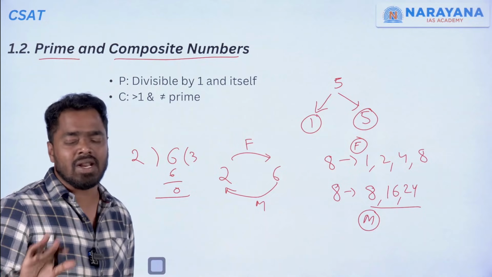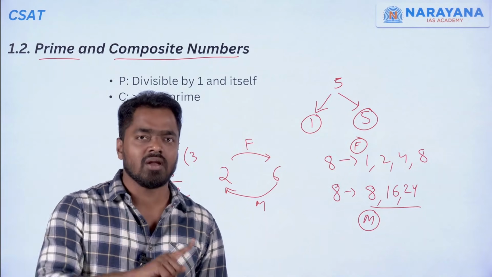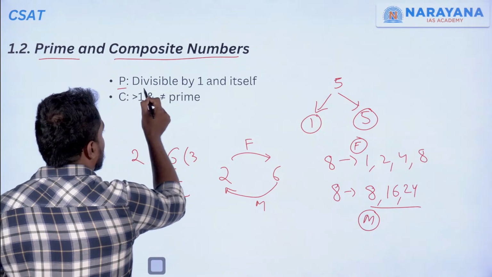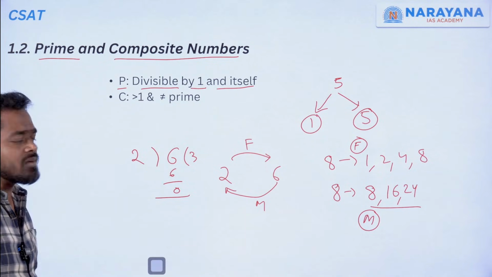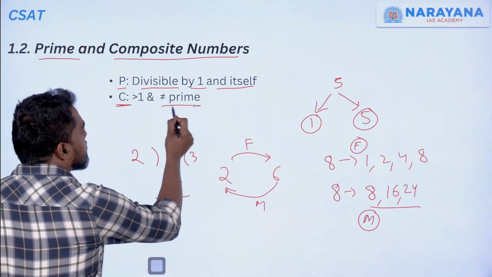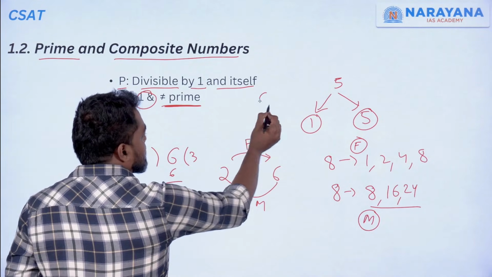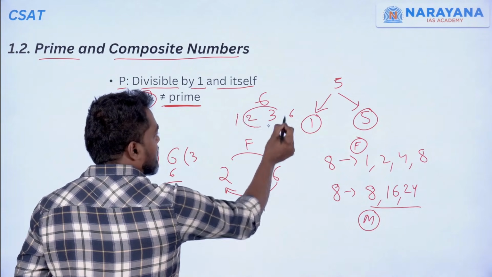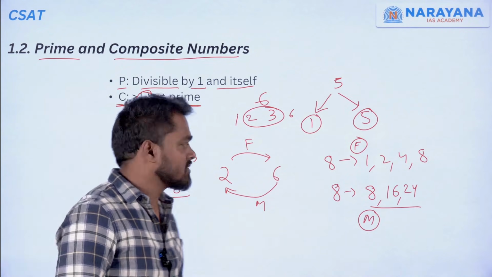So if you take any prime number, it will contain only two factors, that is 1 and that number itself. So that is a prime number. They are divisible by 1 and itself. Now the other kind of numbers are composite numbers. These are not prime numbers and they are greater than 1. For example, if you take 6, other than 1 and 6, they have factors like 2 and 3. So these are not prime numbers. So these are composite numbers.